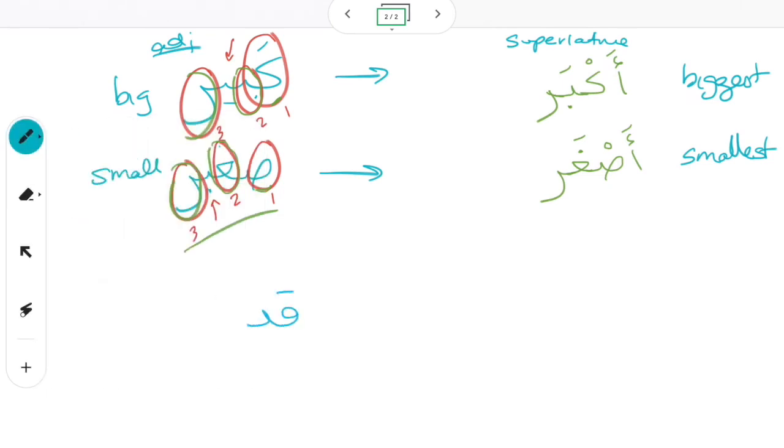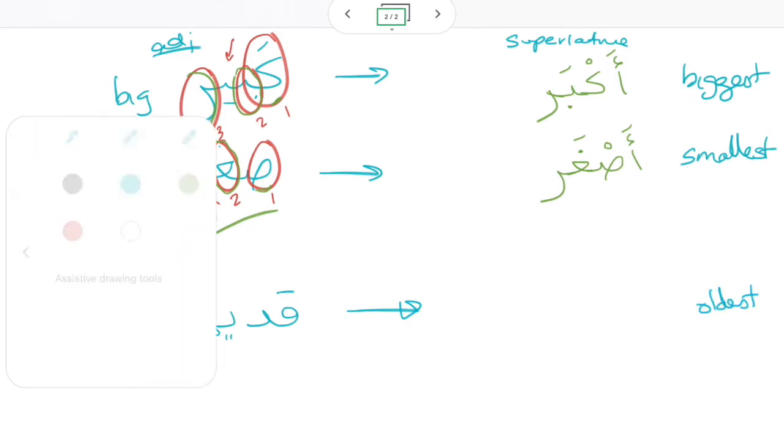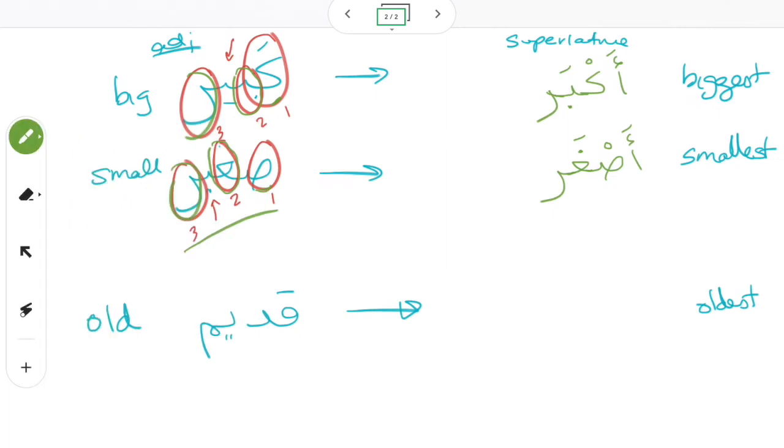So now let's do the same thing. I'll give you another one. What if we take qadim, which means old? Pause the video and write what you think the word for oldest is.